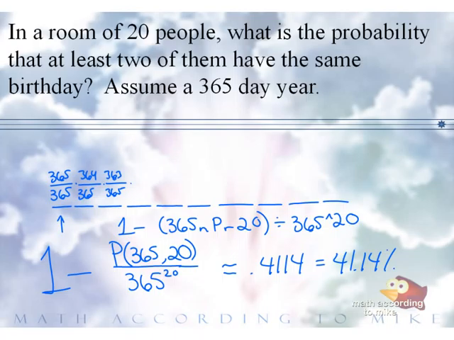How many people would you have to have in a room to guarantee that at least 2 people have the same birthday? 366. Oh, really? Yeah. Because the first 365 could each have their own birthday. So the next person has to have one of their birthdays.